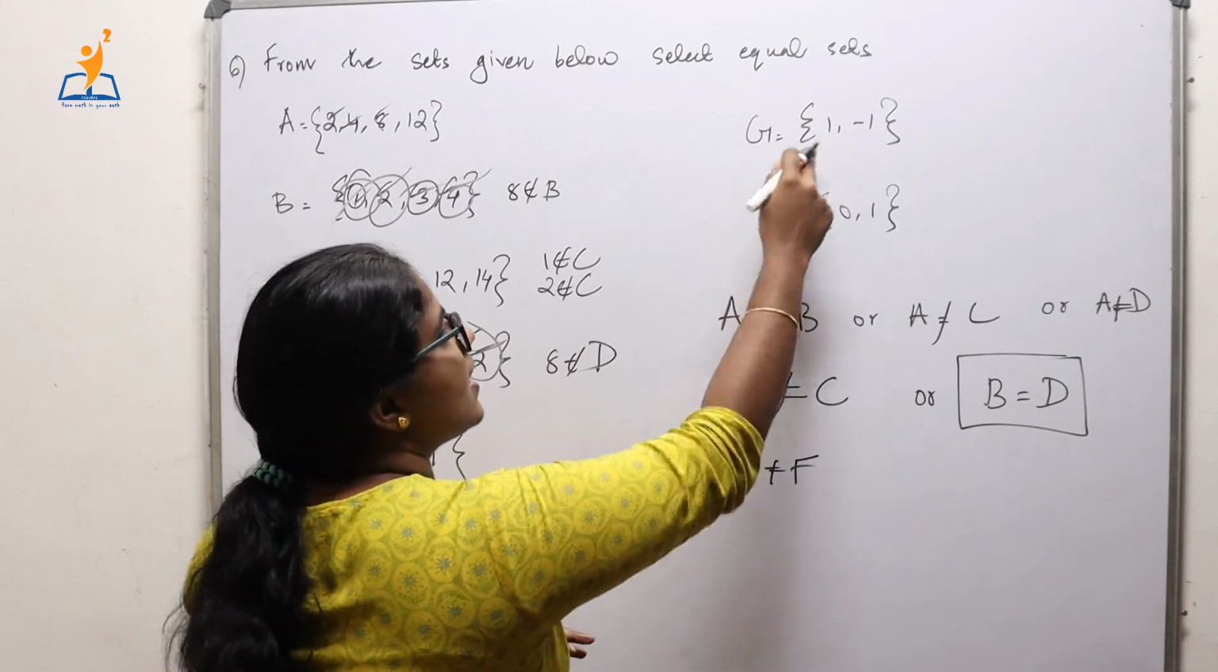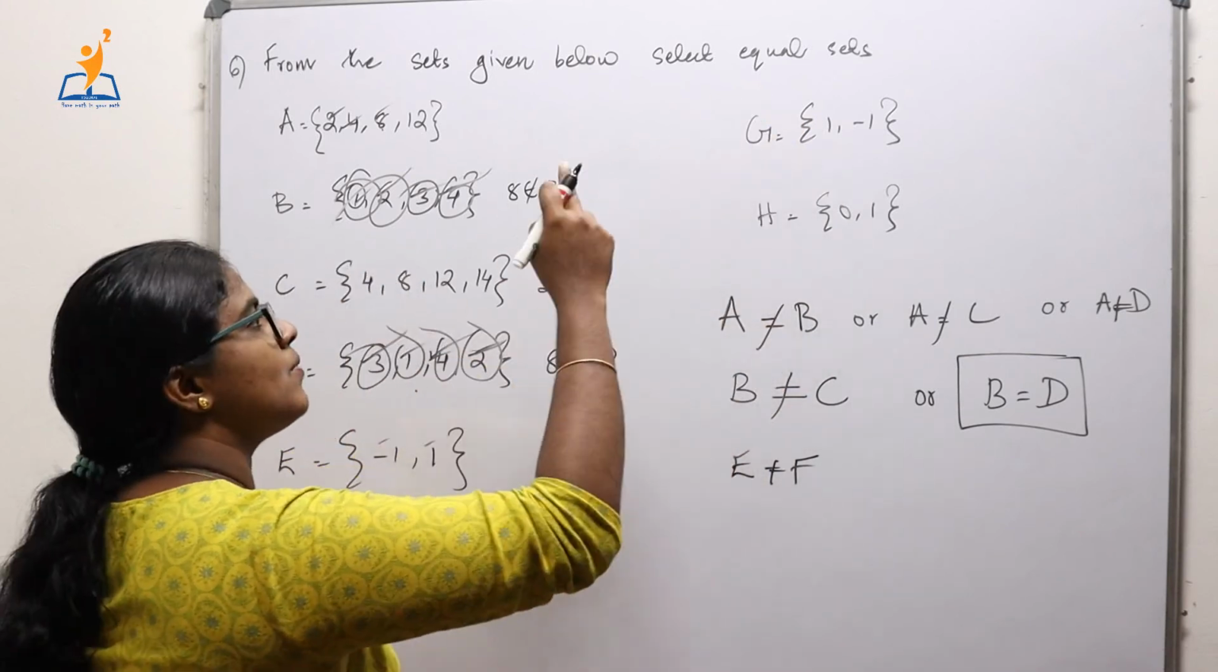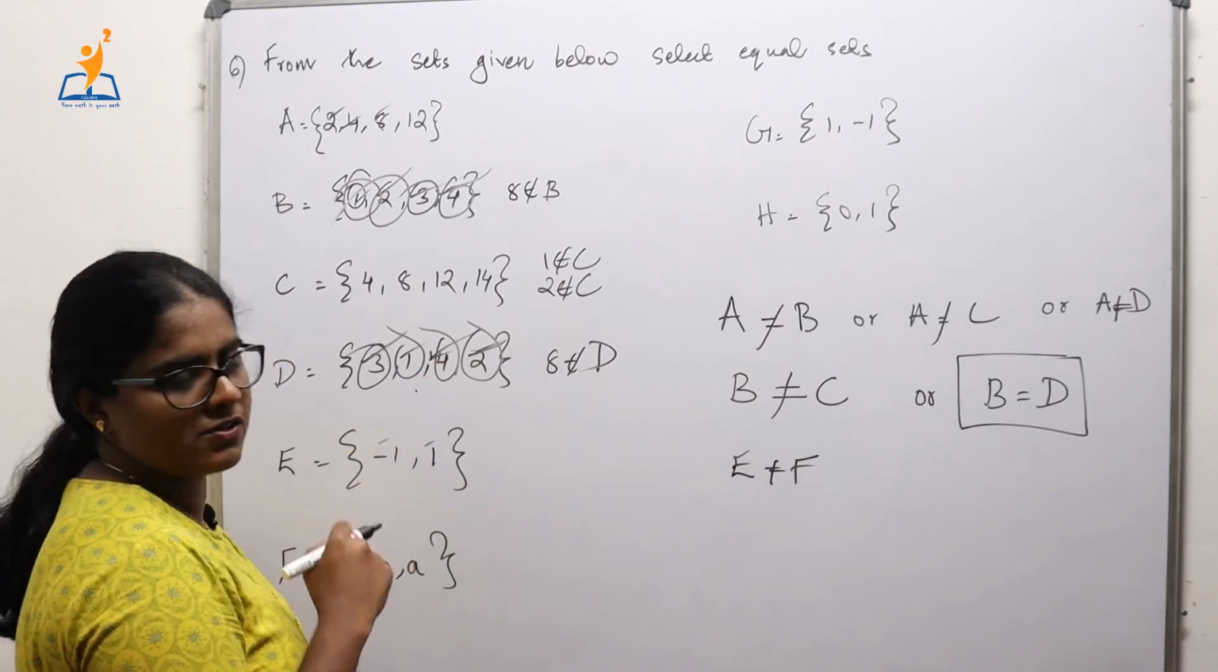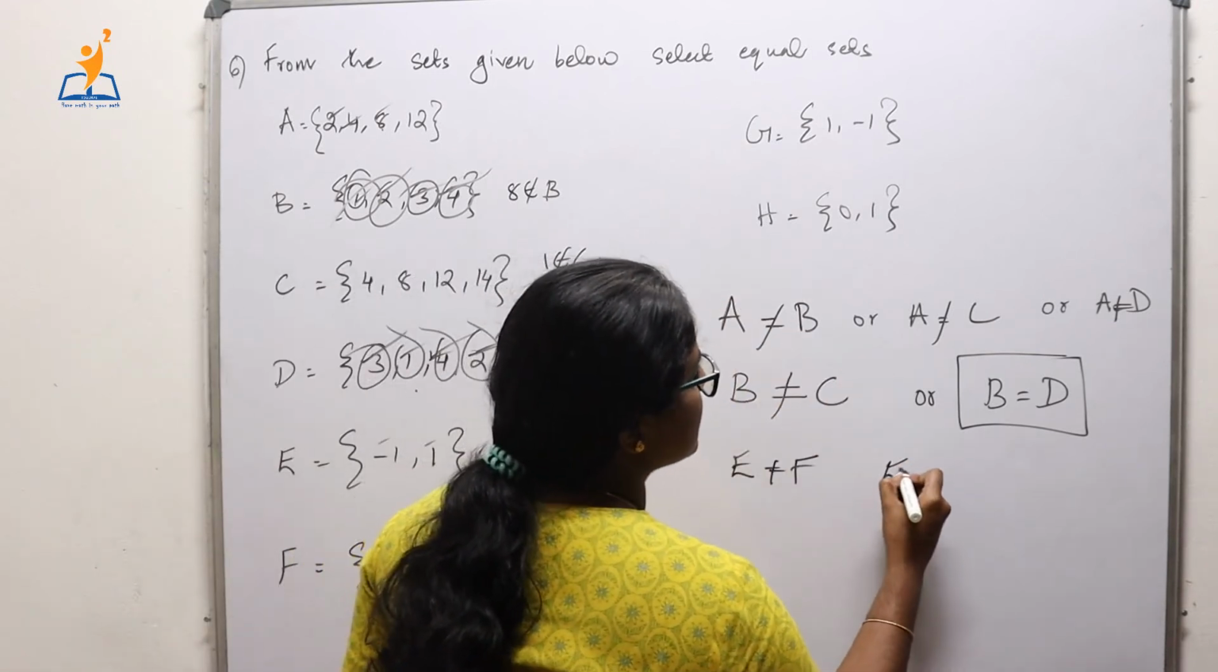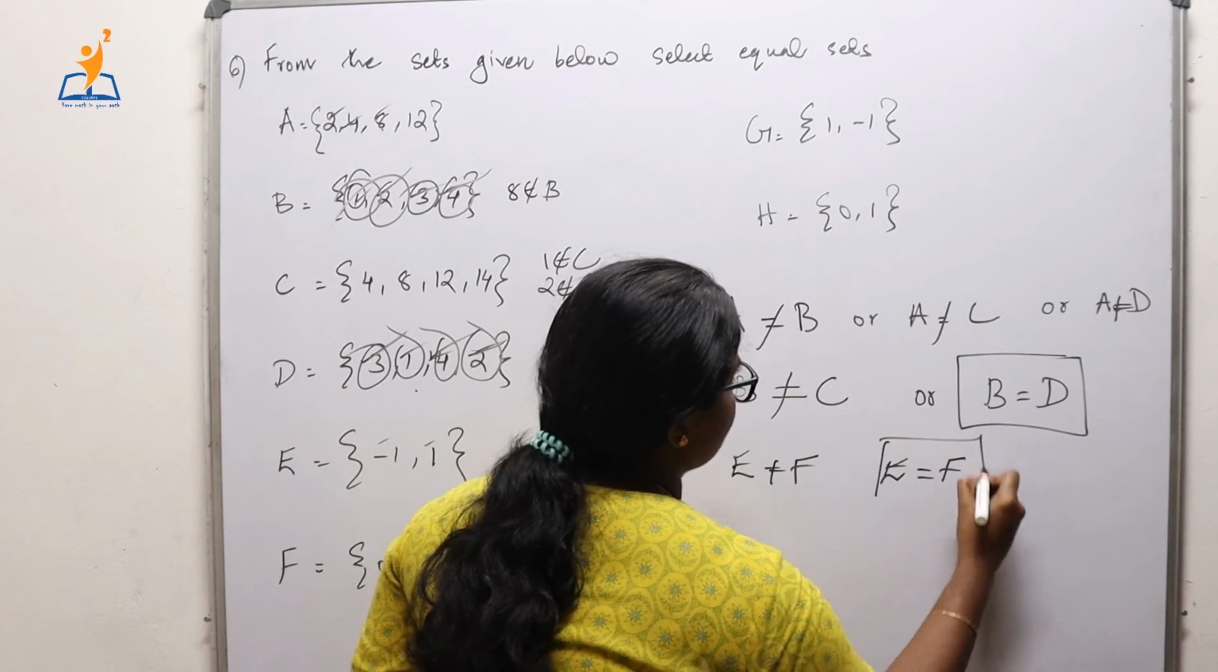Now here also, yes, here we have minus 1 is here, minus 1 is here, 1 is here, 1 is here. Conversely, 1 is here, 1 is here, minus 1 is here, minus 1 is here. So we can say that E is equal to F.